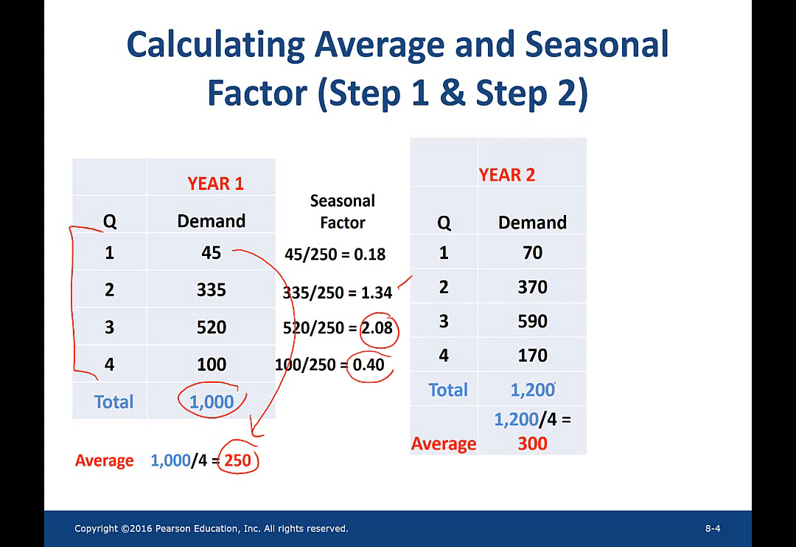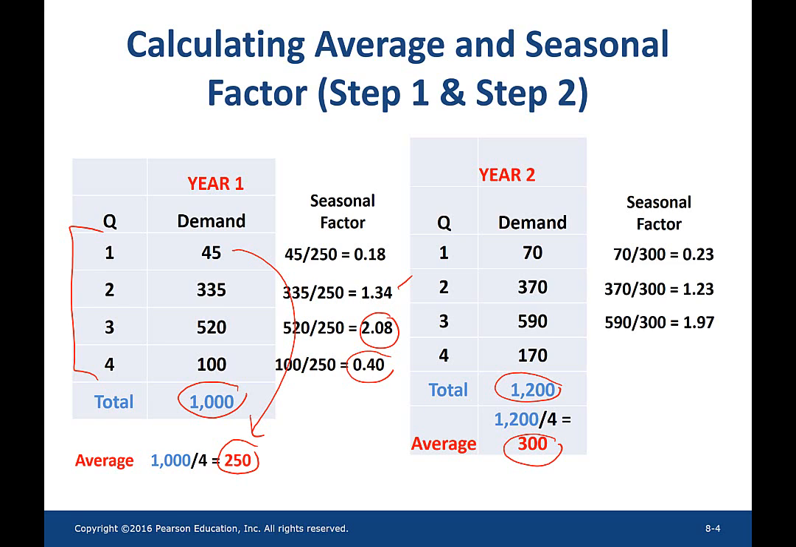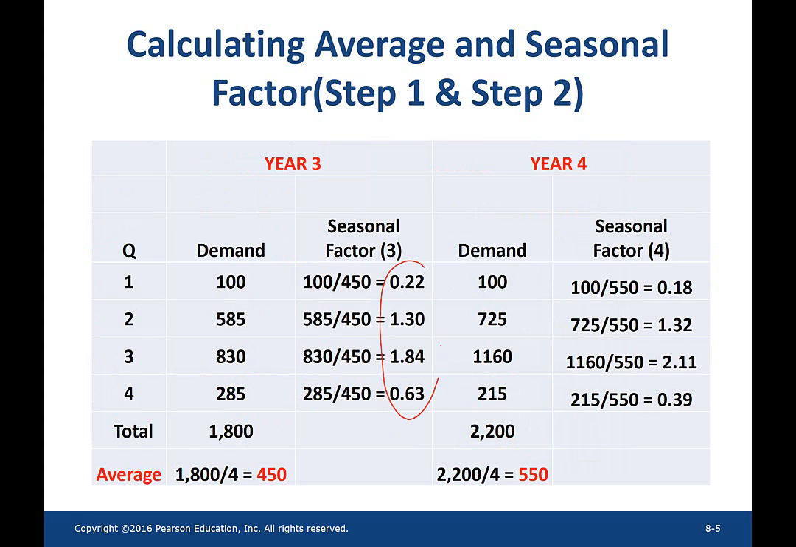So the second year's total demand is 1200. 1200 divided by 4 gives you the average quarterly demand of 300. So using that average quarterly demand, you can calculate the seasonal factor for each and every quarter for the second year. For instance, the first quarter, the seasonal factor is 0.23. The second quarter, the seasonal factor is 1.23. Third quarter, the seasonal factor is 1.97. And the fourth quarter, the seasonal factor is 0.57. So you can repeat this exercise for year 3 and year 4. So you will have a set of seasonal factors for year 3, and a set of seasonal factors for year 4.